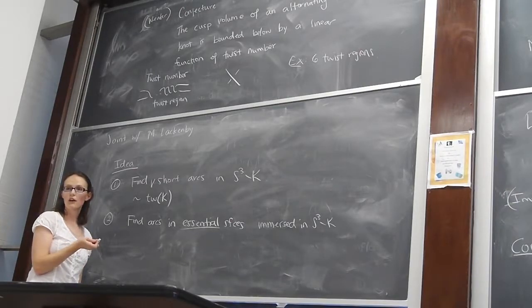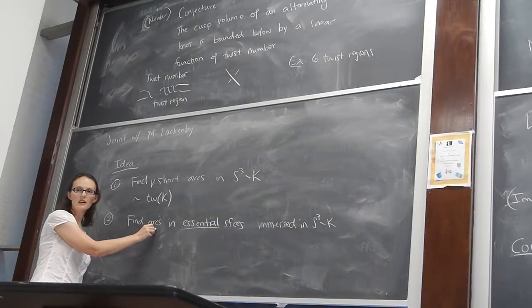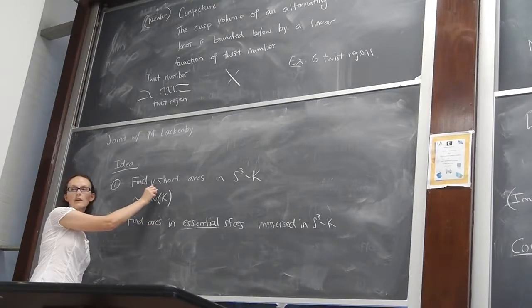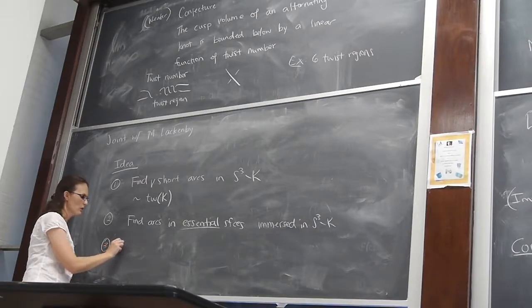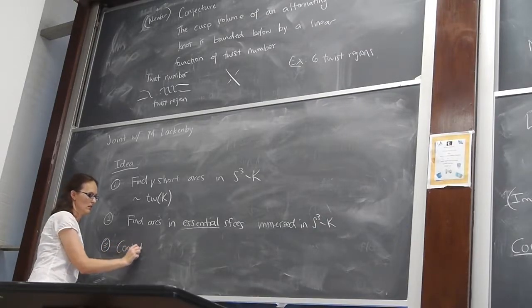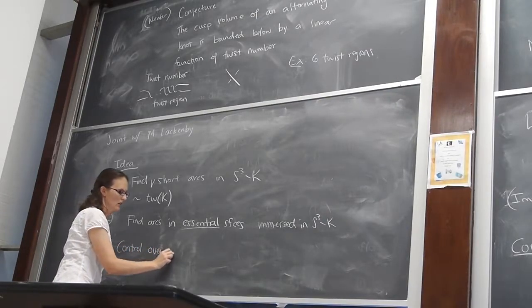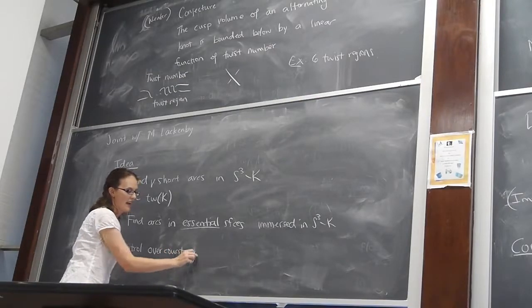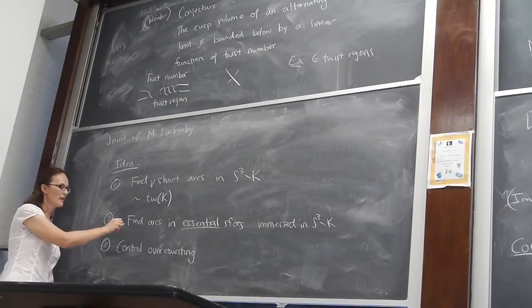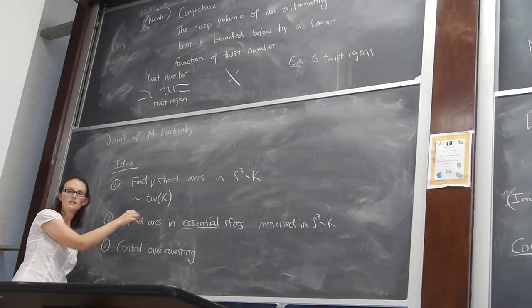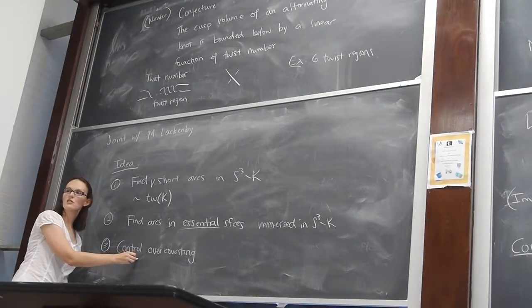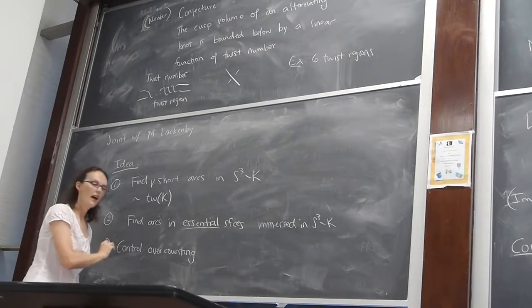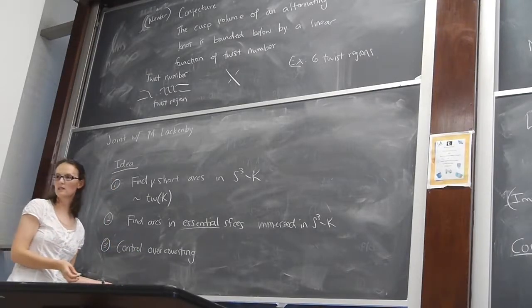There may be an issue though. Distinct arcs here may actually be homotopic in the larger 3-manifold. So step 3 is we're going to control overcounting. If there are two distinct arcs here that are homotopic here, we need to eliminate that. Once we have this, that's basically the proof of the theorem.